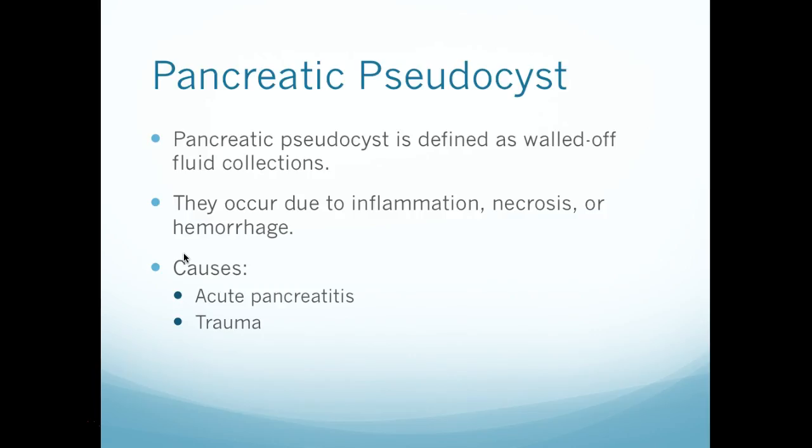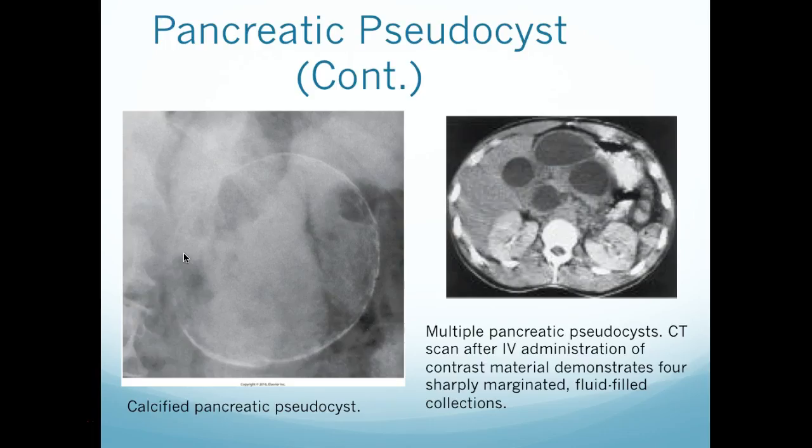So pancreatic pseudocyst, you've already seen one. It's defined as a walled-off fluid collection. They occur due to inflammation, necrosis, and hemorrhage. So some of the causes are acute pancreatitis and trauma. So you can see here, this is walled off right here. So you rule this out from a porcelain gallbladder based on the location.